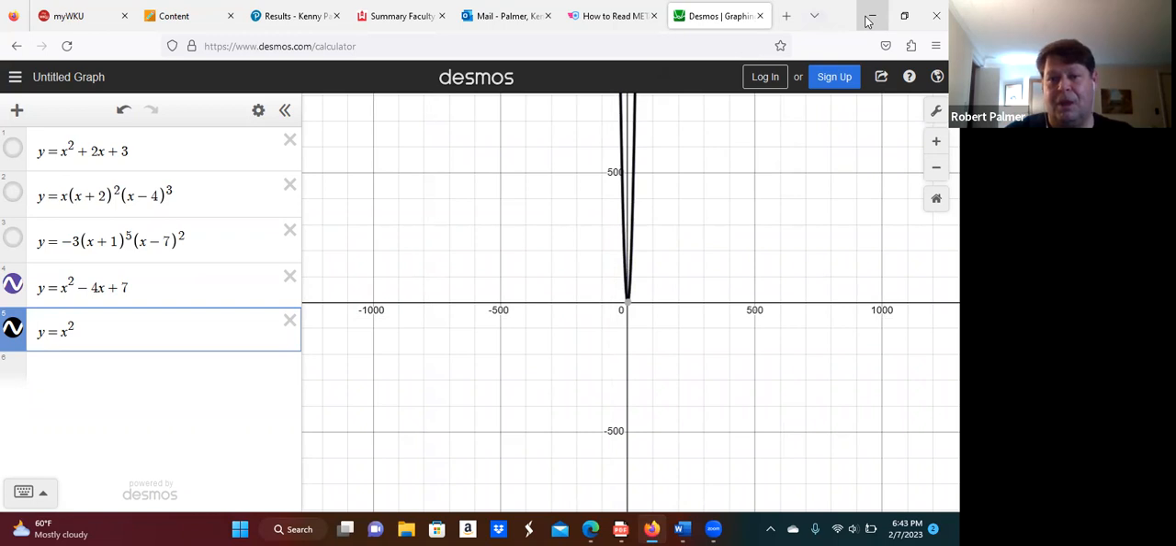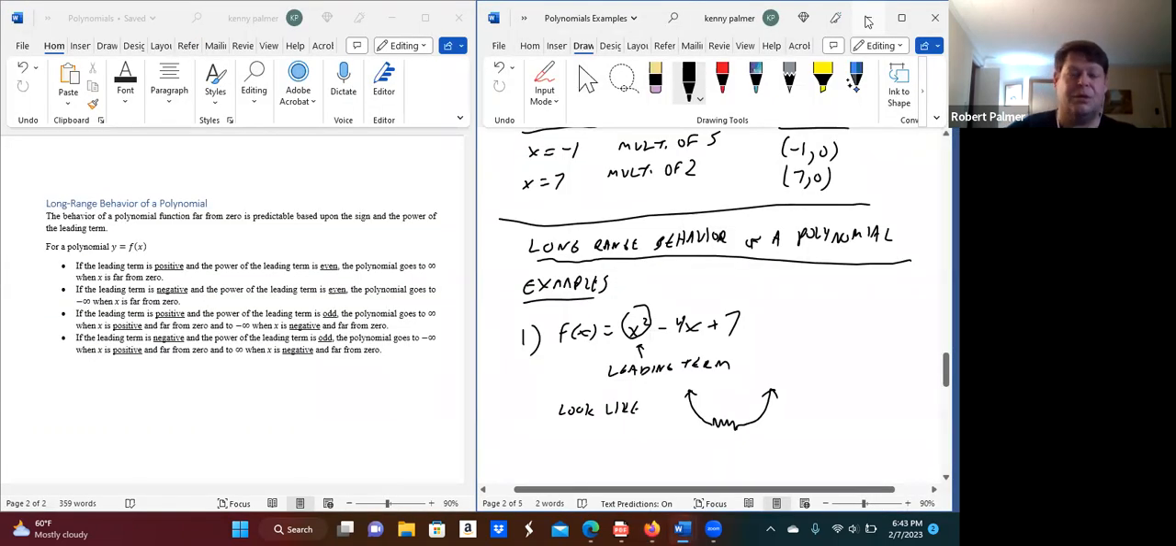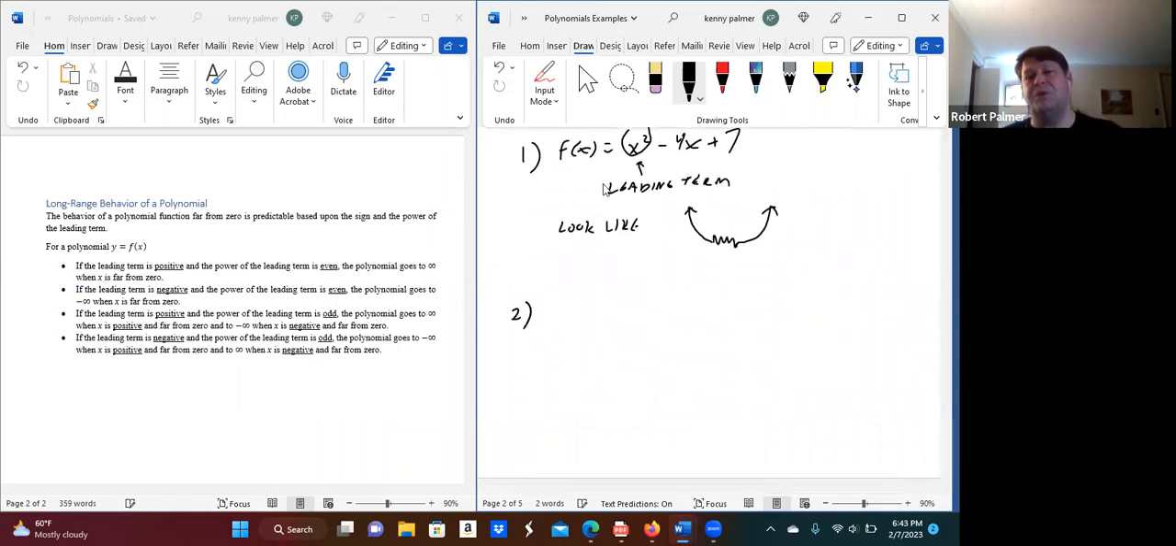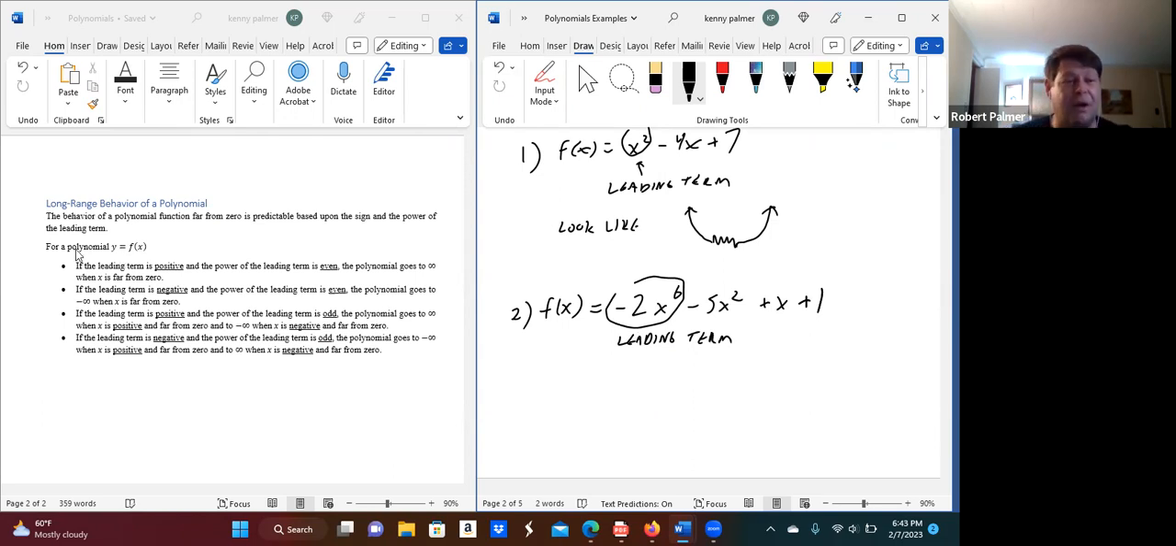Okay. Now, let's go back and look at another one. Number 2. Let's do another one with an even power. So let's say negative 2 times x to the 6 minus 5x squared plus x plus 1. Once again, this is my leading term. Now, what does it say over here? These are our guidelines. The leading term is negative, which it is, and the power of the leading term is even, which it is. It's a 6. Then the polynomial goes to negative infinity when x is far from 0.